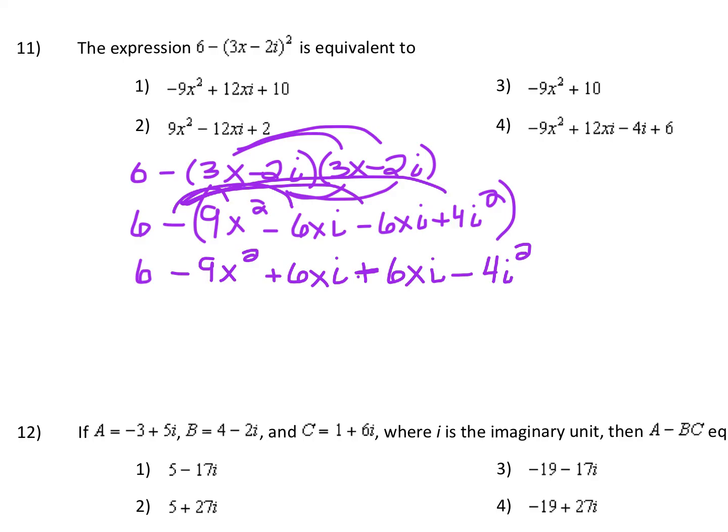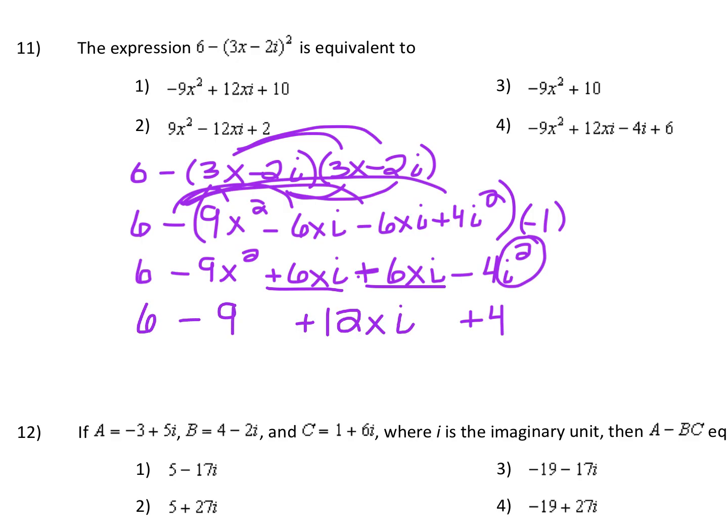Okay, so first we know that this i squared is equal to negative 1. So isn't negative 4 times negative 1 positive 4? Okay, I'm going to make that a positive 4. Again, i squared is equal to negative 1, so negative 4 times negative 1 is positive 4. And then I'm kind of working my way backwards here. Let me combine these like terms, and they'll give me positive 12xi. And for right now, I'm just going to bring down the 6 minus 9x squared.